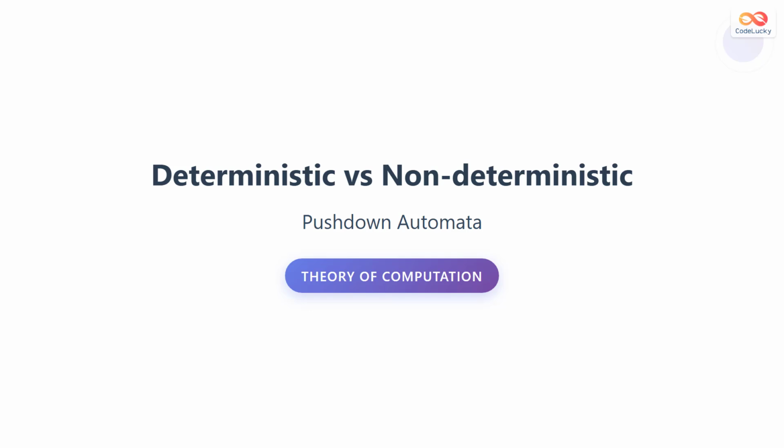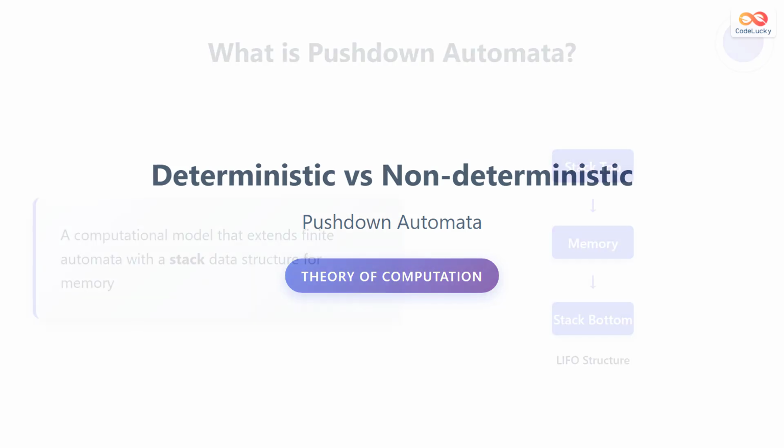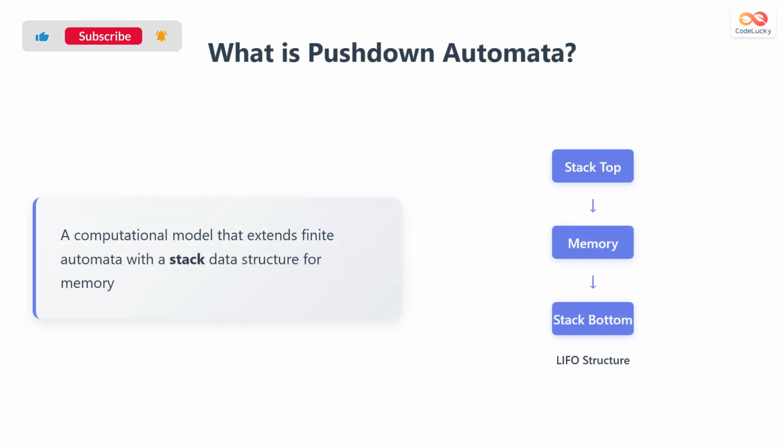Let us explore the fascinating world of deterministic and non-deterministic pushdown automata. This is a topic under the theory of computation. A pushdown automaton is a computational model. It extends the capabilities of finite automata by adding a stack data structure, which acts as memory.